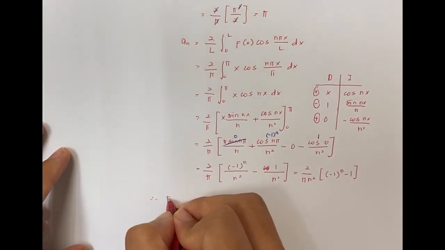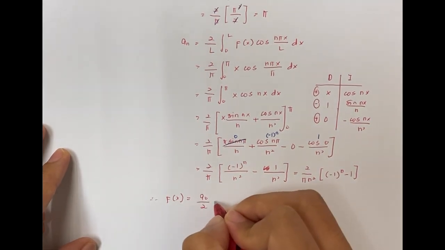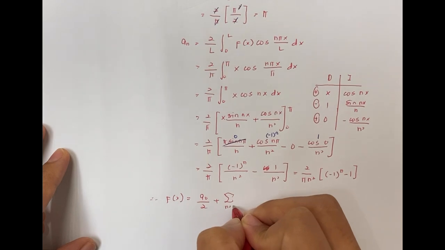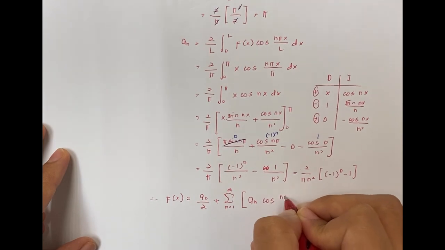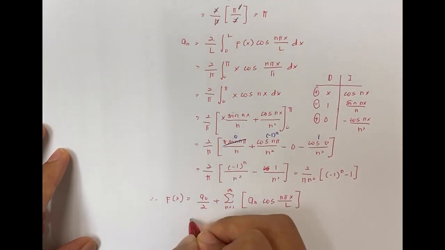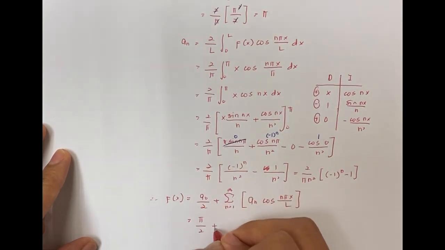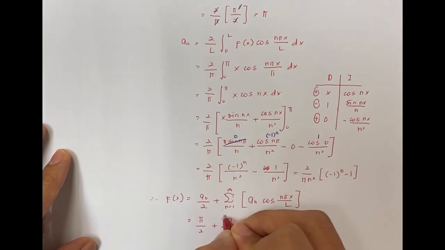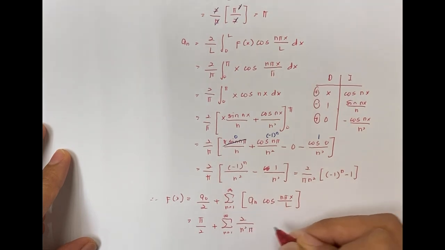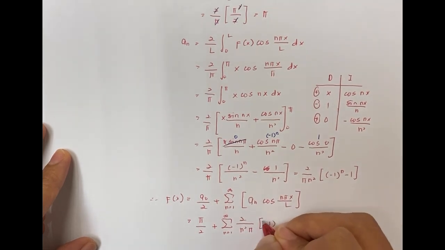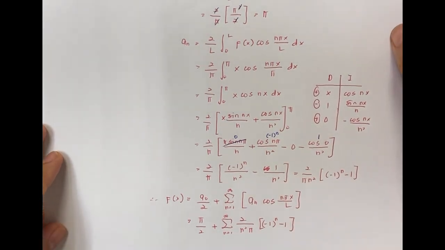And the last substitution is for f(x). f(x) equal to a0 over 2 plus summation n from 1 to infinity of an cos n pi x over L. Substitute all the values. A0 is pi, so pi over 2 plus summation n equal to 1 to infinity, an is equal to 2 over n square pi, negative 1 to the power of n minus 1. So this is the last answer for the second example.